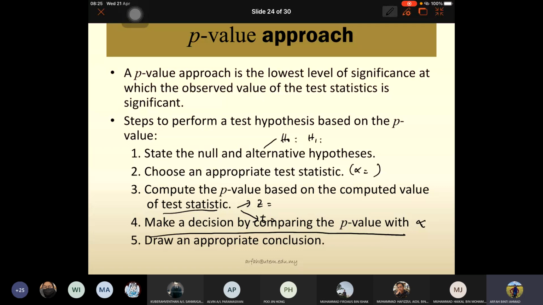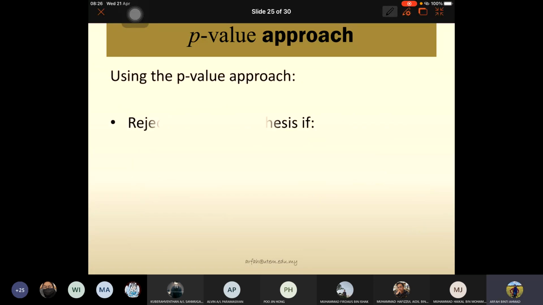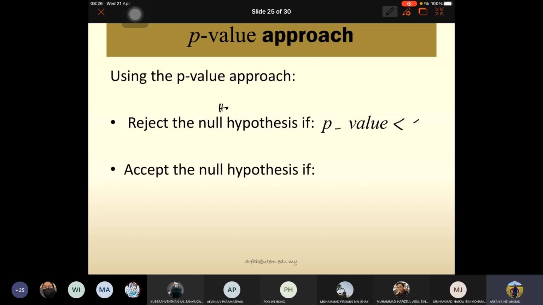So how to draw the decision? By using the P-value, we will reject H null, okay? Reject H null if P-value is less than alpha, okay? And accept H null if P-value is greater than or equal to alpha.